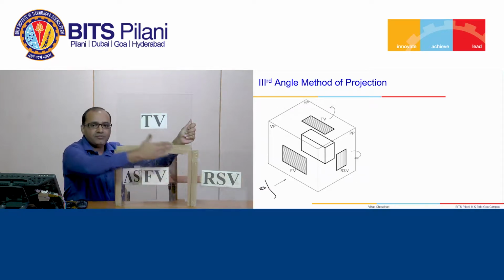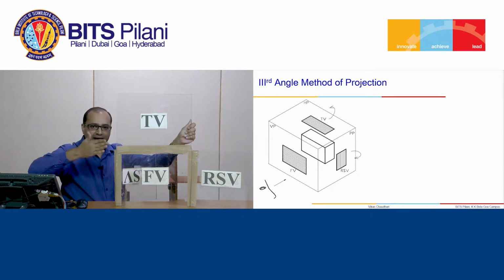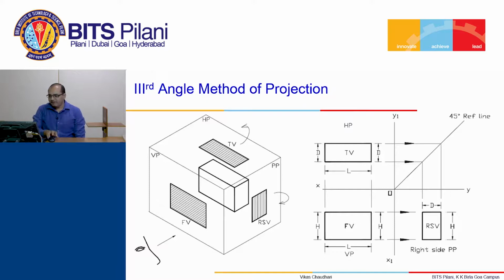So this is the difference between first angle method of projection and third angle method of projection. As I said, in the third angle method of projection, you have the front view, exactly above the front view you have the top view, and on the right hand side of the front view you have the right side view.